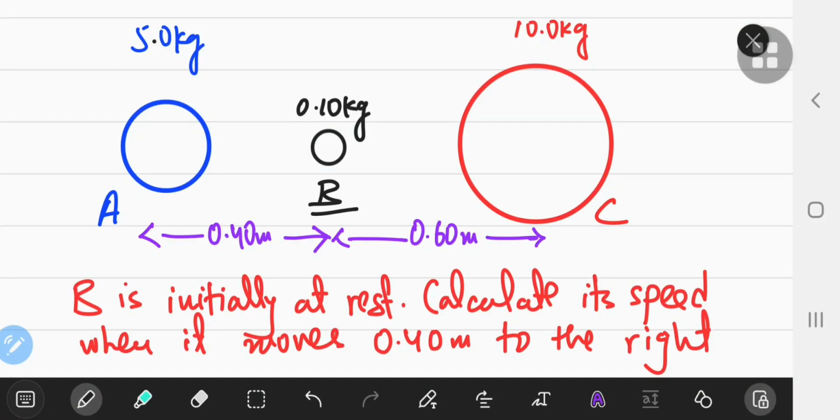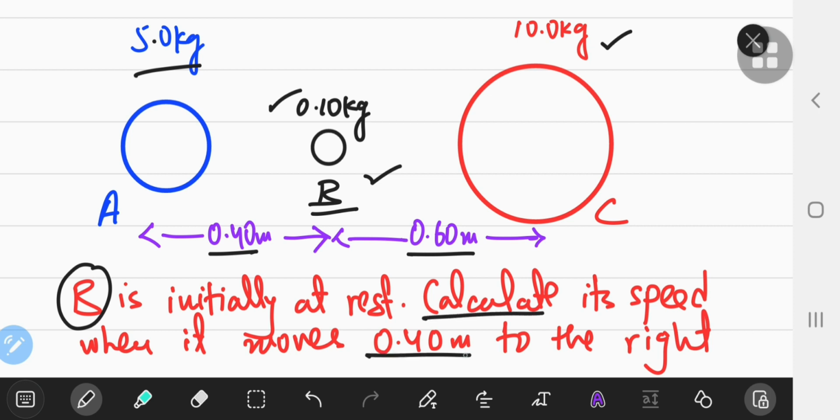Here's another problem on gravitational forces. Now here I'm given three masses A, B, and C, and the value of each mass is given in the diagram as well as the distances between their centers. And it's also given that the mass B, that's the one in the middle, the 0.1 kilogram one, is initially at rest. And I have to calculate its speed when it moves 0.4 meters to the right.